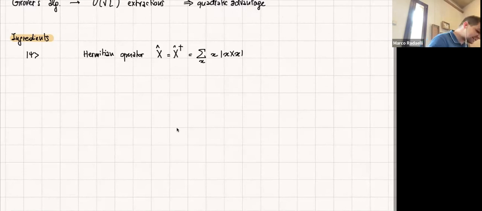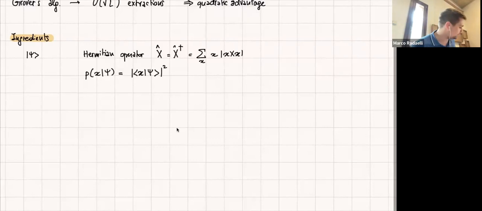Say that I want at this point to check what's the probability of getting an outcome X, given that I have a state psi at the beginning. What I do, as you probably already know, is something like this: the modulus square of the projection of psi over X. Okay, so this is the first ingredient.